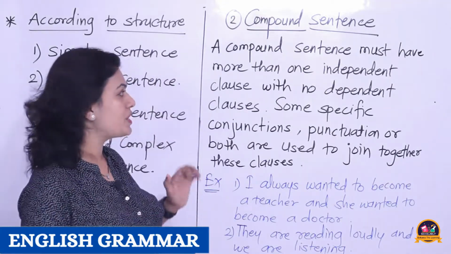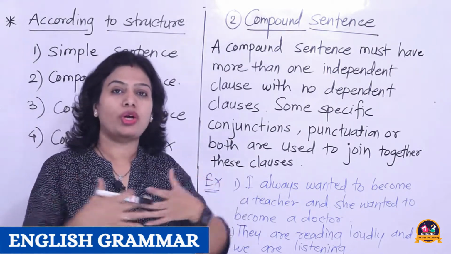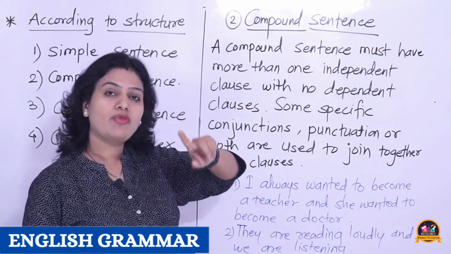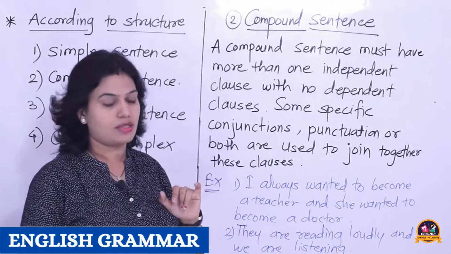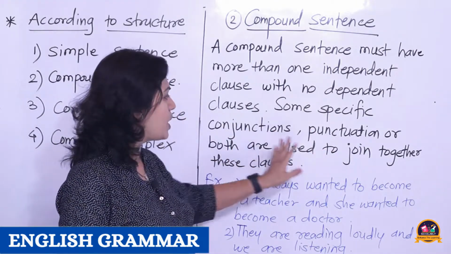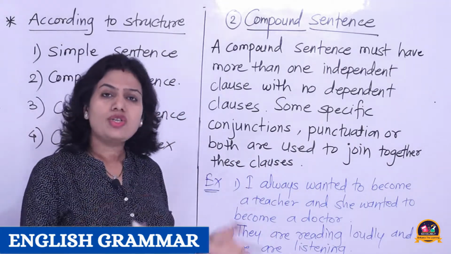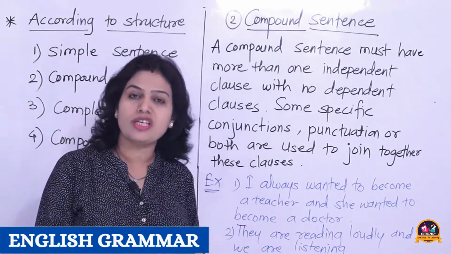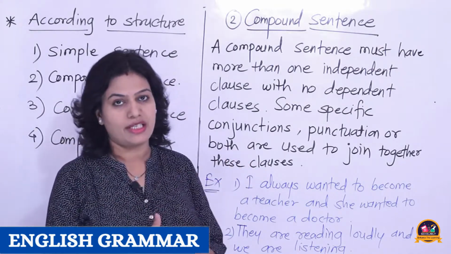The second type of sentences are compound sentences. Compound, that is joint. A compound sentence must have more than one independent clause with no dependent clauses. Some specific conjunctions, punctuations, or both are used to join together these clauses. In short, two simple sentences are joined using some conjunctions and they are called a compound sentence.